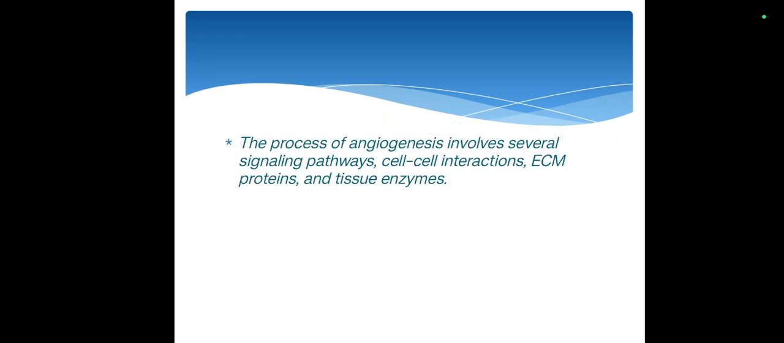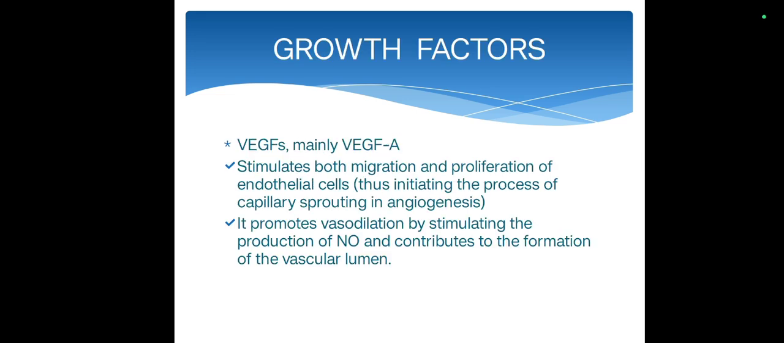The process of angiogenesis involves several signaling pathways, cell-cell interactions, extracellular matrix proteins, and tissue enzymes. We'll see one by one in the upcoming slides. The growth factors which are involved are vascular endothelial growth factor, mainly VEGF-A. It stimulates both migration and proliferation of endothelial cells. It promotes vasodilation, as I've already mentioned.